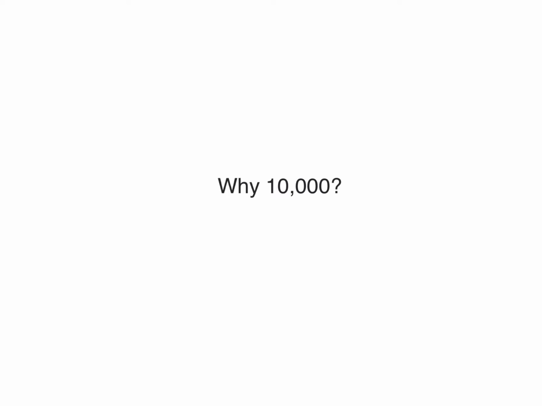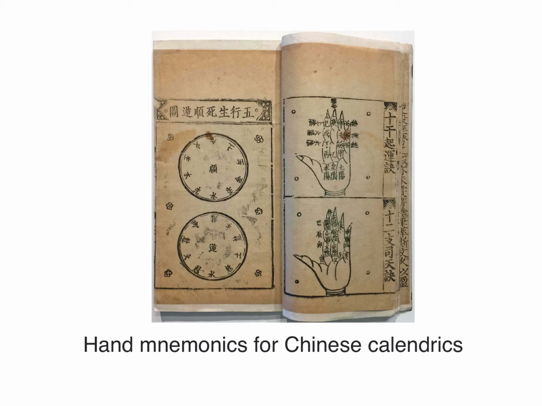But why 10,000? I mean, why couldn't they have said a million, or why didn't they say 100,000, or why 10,000? That is the question. And I came across an interesting answer by chance, actually, because I've been researching Chinese hand mnemonics for Chinese calendrics. In other words, figuring out stems and branches through hand methods, through calculating on the hands what the stem and the branch of the hour are, and so on and so forth.